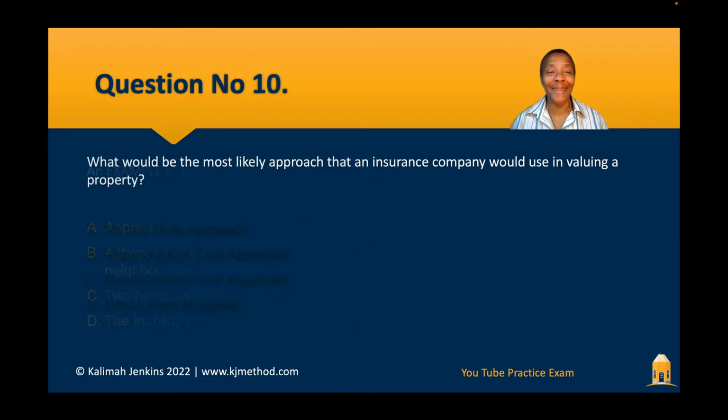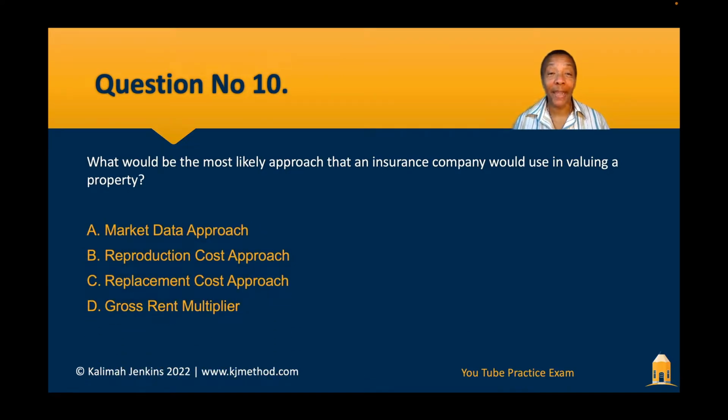Question number 10. What would be the most likely approach that an insurance company would use in valuing a property? Market data approach, reproduction cost, replacement cost, gross rent multiplier. Here it is, another one, undervalued. You should know it immediately and be able to pick the answer out. And so the answer here is replacement cost approach.